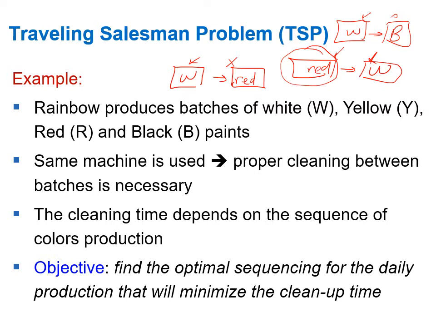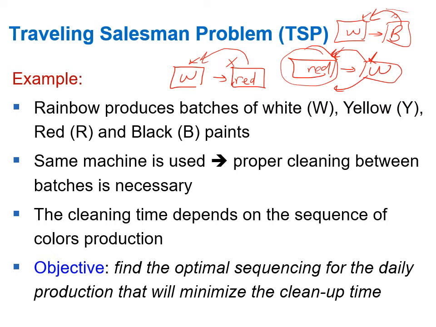Okay, so it means that if you want to switch from black to white, then you need to clean up more. If you want to switch from white to red or white to black, then a smaller, shorter cleanup is okay. If you want to switch from red to white, again you need to make a proper cleanup. Okay, so the cleanup time depends on from which color you are shifting to which other color.